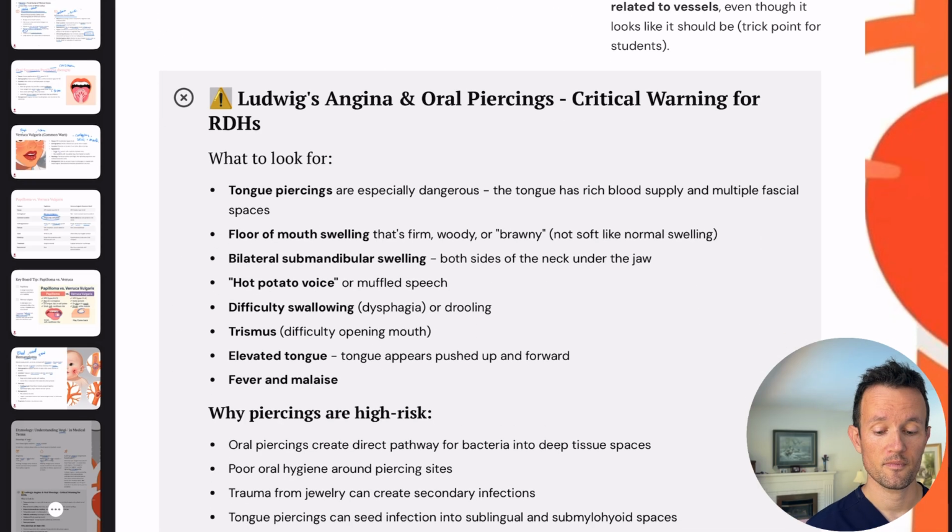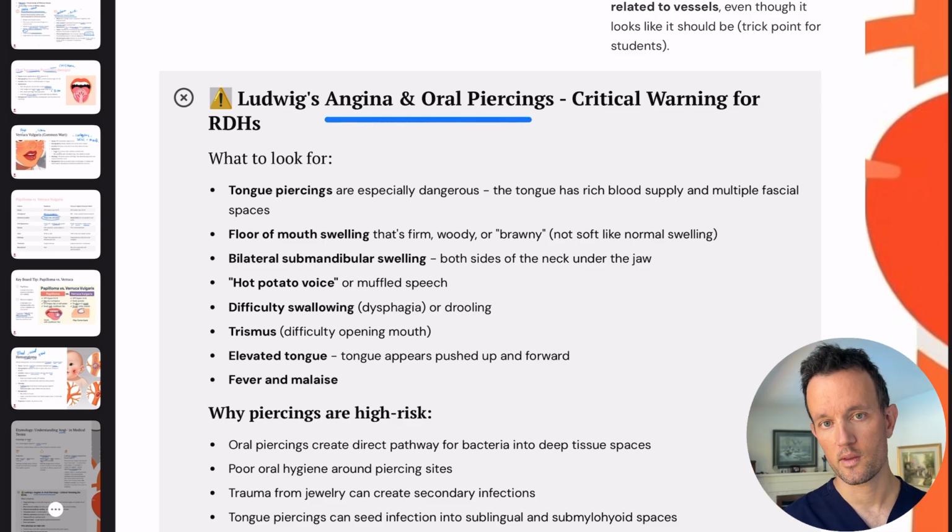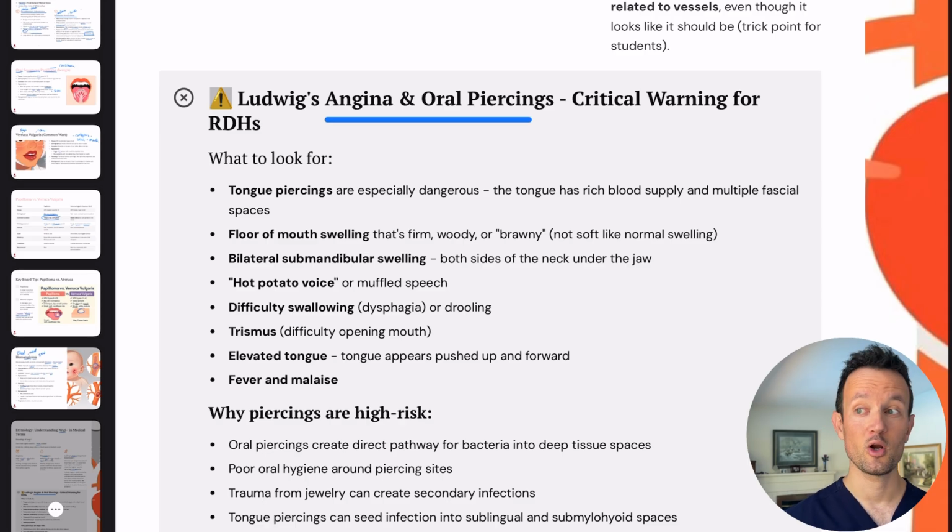Where does this come in for our purposes as dental hygienists? Oral piercings. Anyone can get Ludwig's angina. Like, it's just an infection in your mouth. But if you have a piercing in your mouth, you have an open door for bacteria to get into that space.